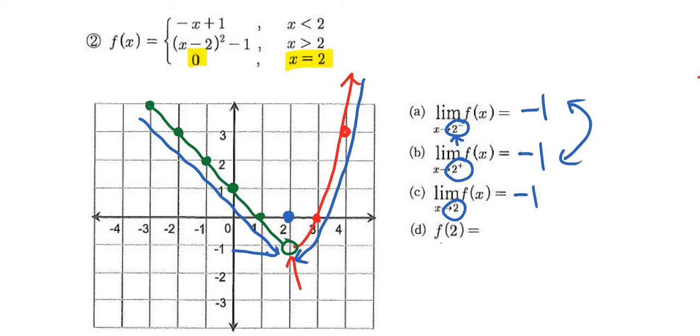And finally, what's the value when x equals 2? Well, that's going to give you a value of 0, which is this guy right there. All right, let's move on to the next question now.